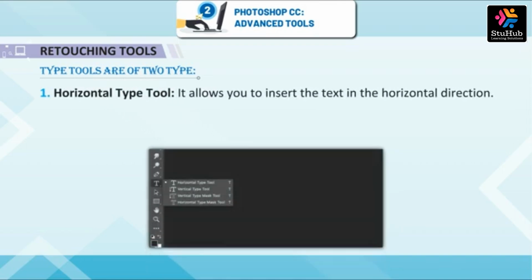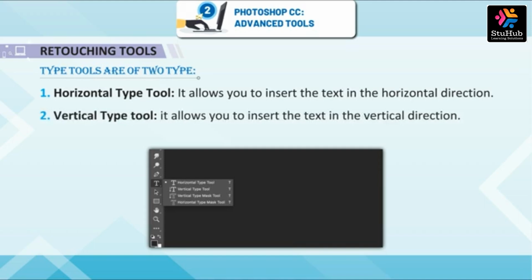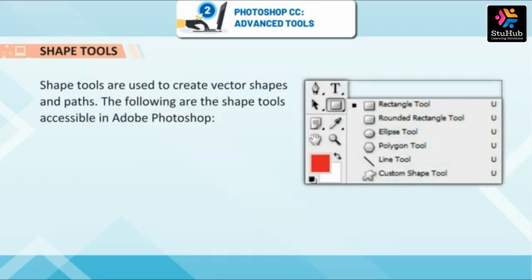Type tools are of two types. Horizontal type tool, it allows you to insert the text in the horizontal direction. Vertical type tool, it allows you to insert the text in the vertical direction. Shape tools. Shape tools are used to create vector shapes and paths. The following are the shape tools accessible in Adobe Photoshop.